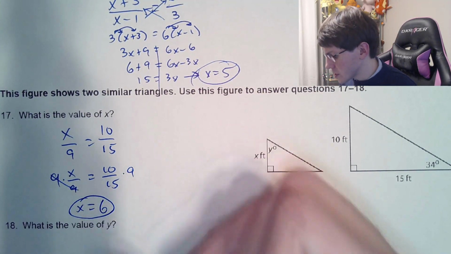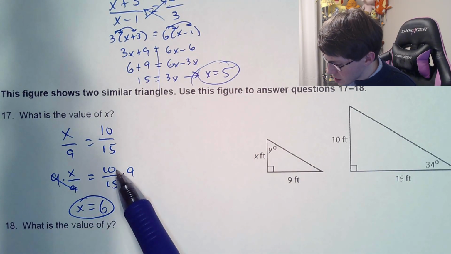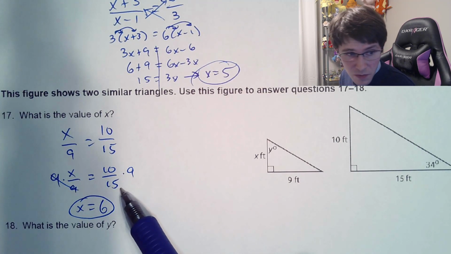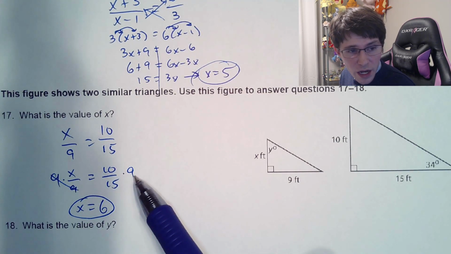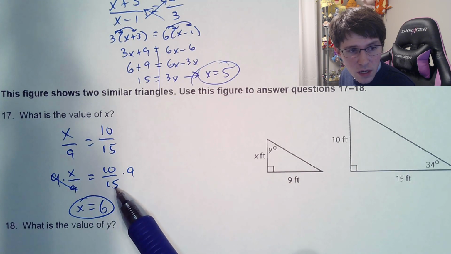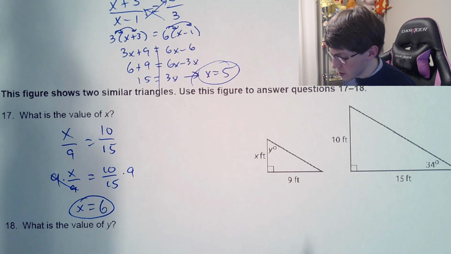By the way, if you want to know how I did that in my head, cute little trick. 10 is divisible by 5. 15 is divisible by 5, so it's 2 over 3. 9 is divisible by 3. 9 divided by 3 is 3. And 2 times 3 is 6. There's how I did that one.